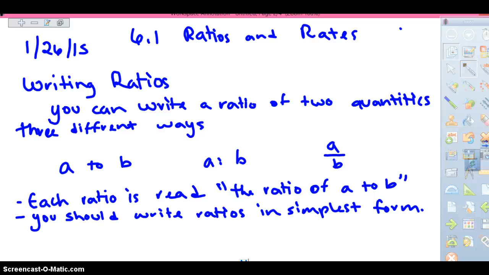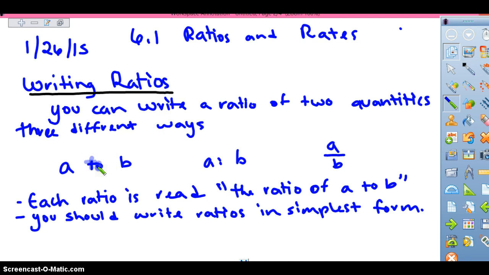Talking about ratios and rates. You can write a ratio of two quantities three different ways: A to B using the word to, A to B using a colon, or A to B using a fraction bar. Each ratio is read "the ratio of A to B," regardless of whether it's using the word to, the colon, or the fraction bar. You should always write ratios in simplest form.